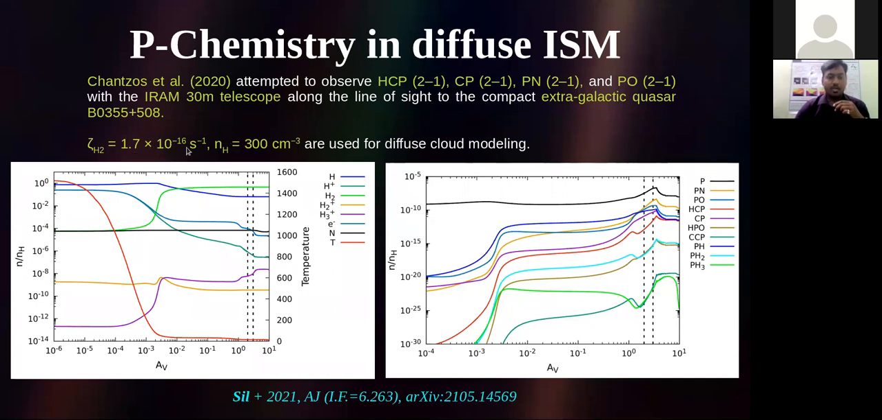And following their modeling results, we also model the diffuse ISM region, where the cosmic ray ionization rate is considered of the order of 10 to the power minus 16 and the density is 300 per cubic centimeter. From our modeling results, we check the fate of phosphorus-bearing molecules in this similar environment, towards where they proposed to observe, that is, visual extinction AV greater than 2 to 3. We check the PN and PO abundances, and we see that the PO by PN ratio here is less than 1, that is, PO is lower than PN in this region.